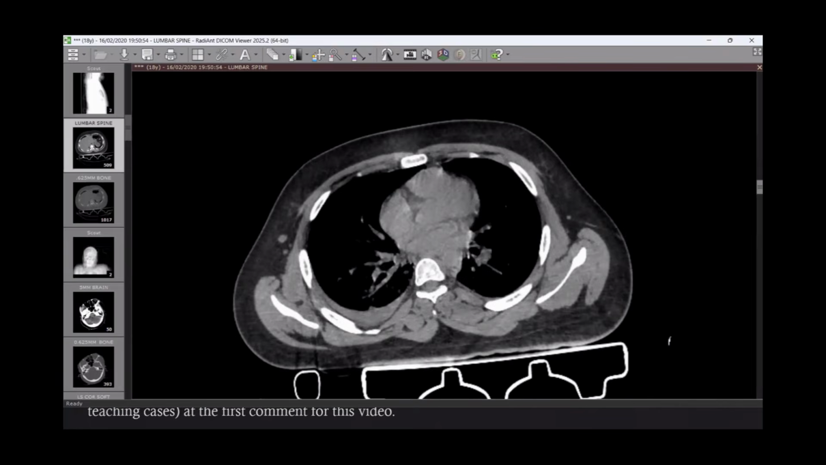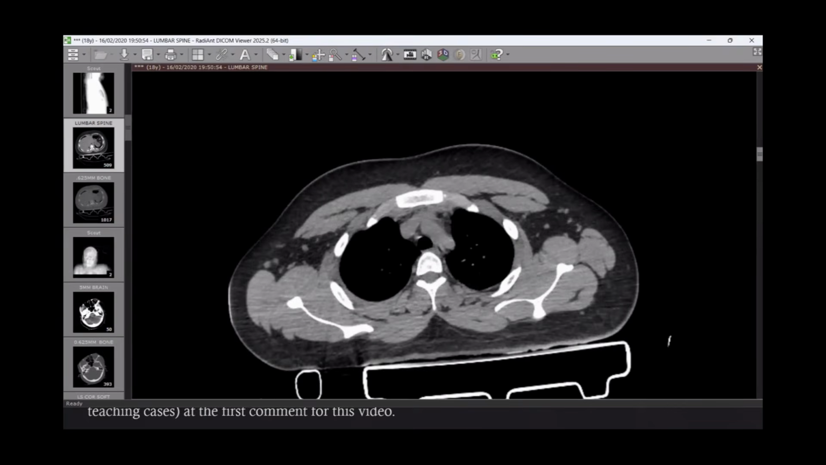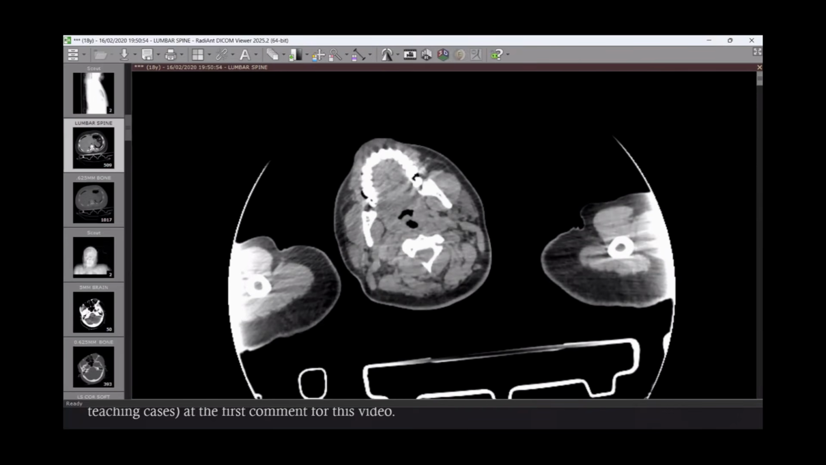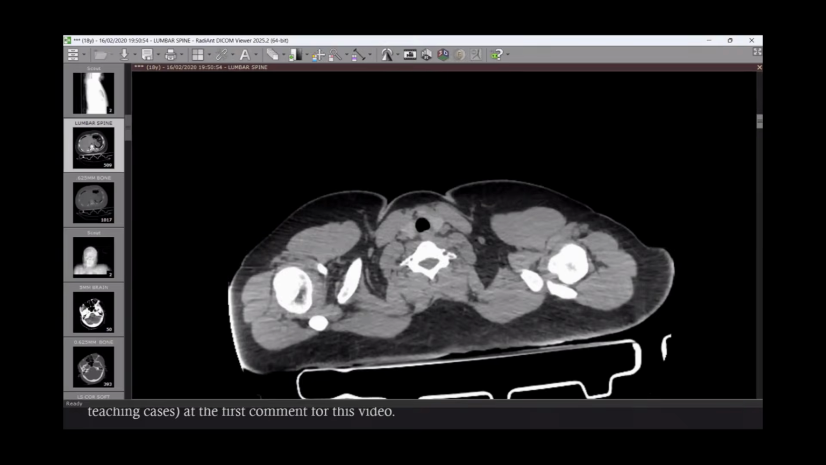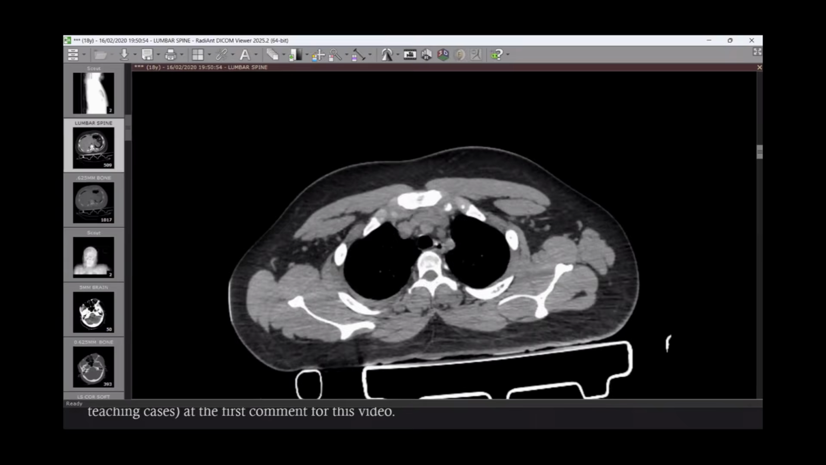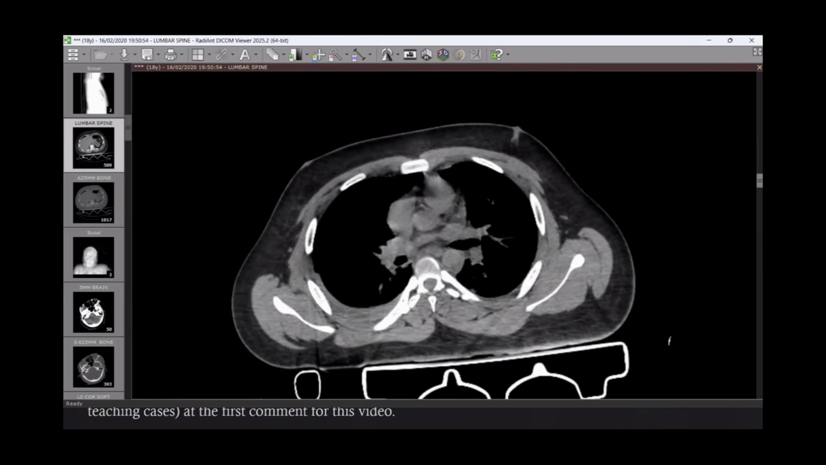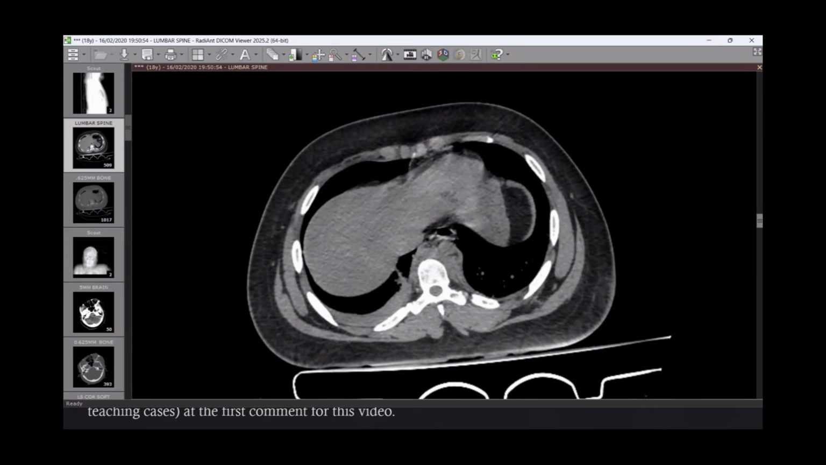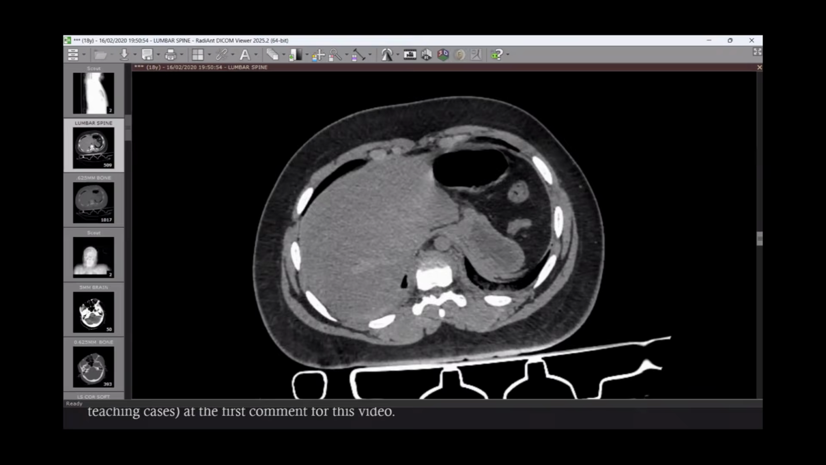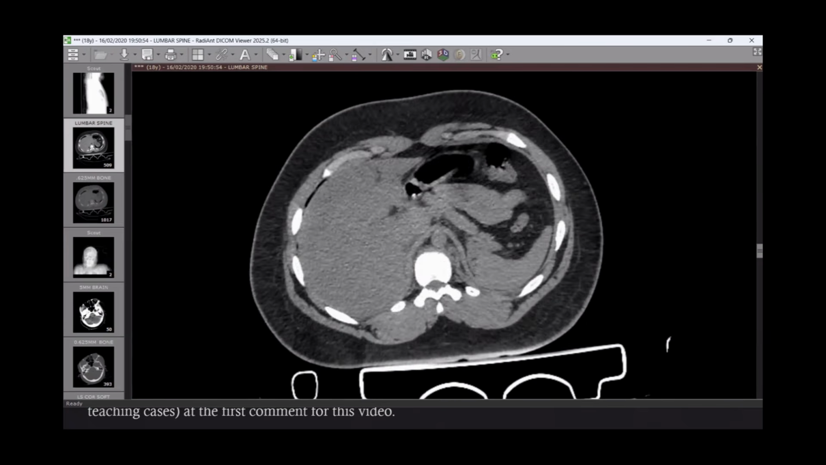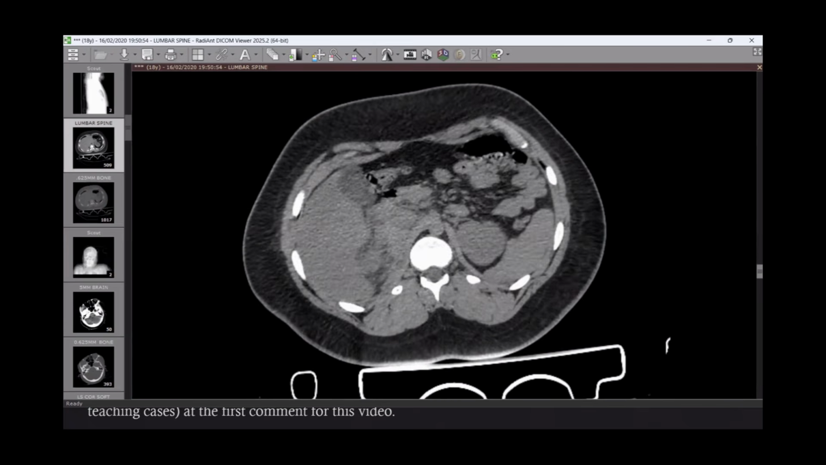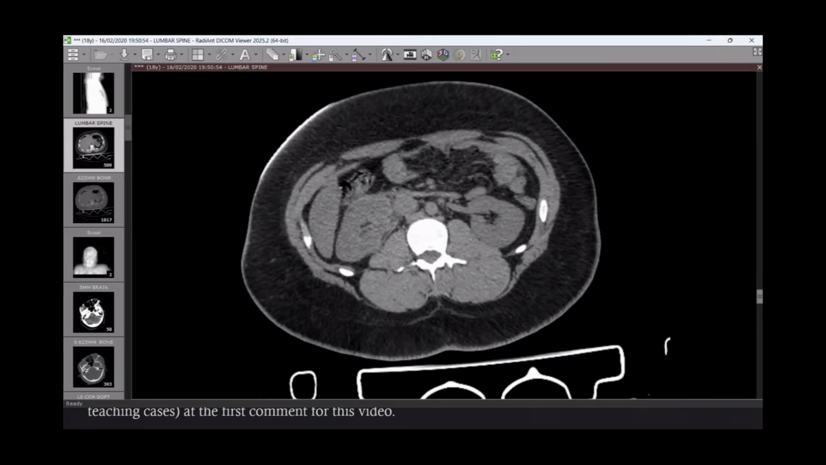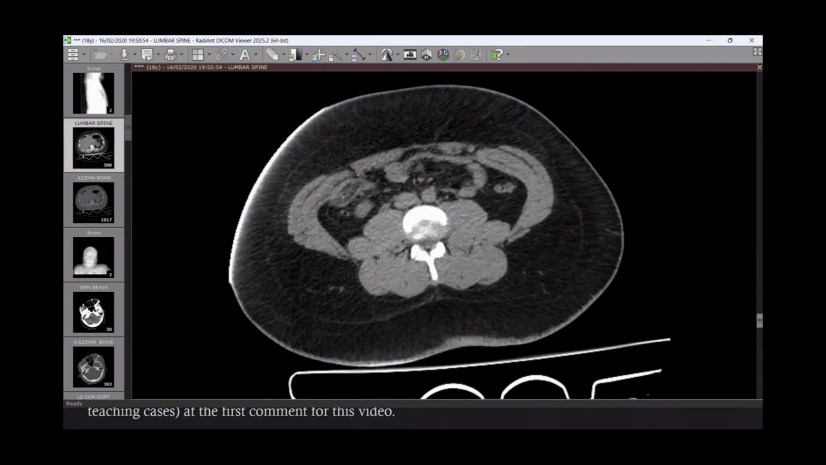This is a trauma case, CT chest and abdomen. I will scroll and then I will start to comment. I appreciate some effusion noted in the right hemithorax, pleural effusion. I will go down just to look for any abnormality.